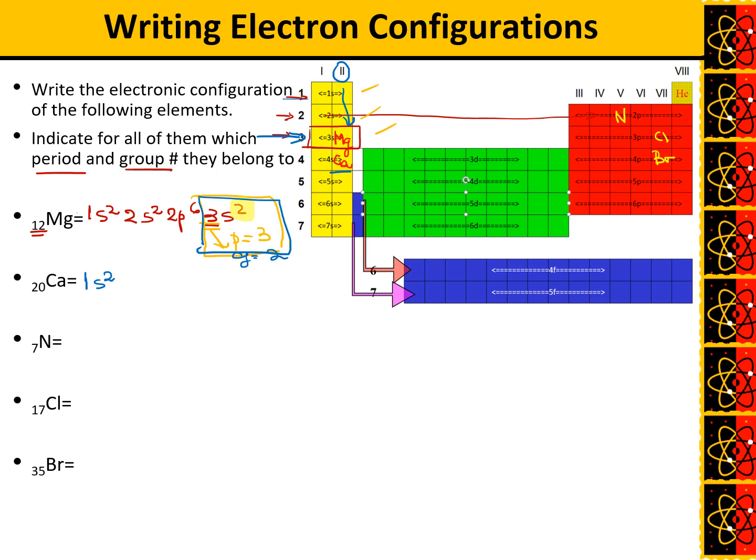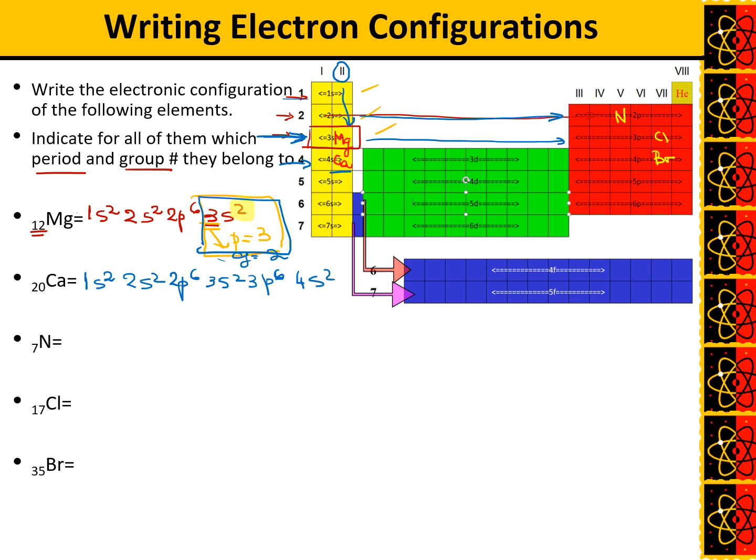Then I finish with this one. I go to the second level. 2s2. Then I have to go all the way here on this side. 2p6. Then 3s2. Then I go all the way here, 3p6. And then the last one is going to be 4s2.